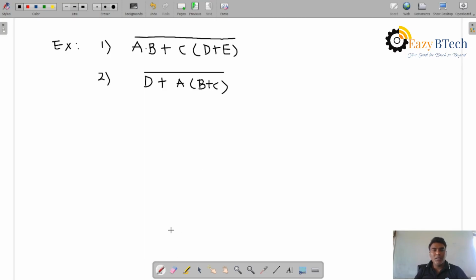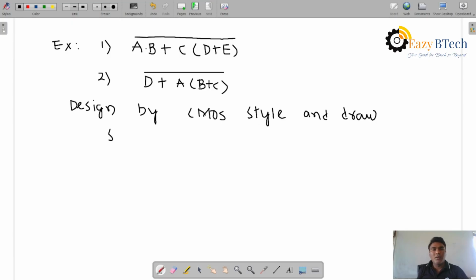So we can design these by CMOS style, and we can also draw the stick diagrams. So let us see the first example.